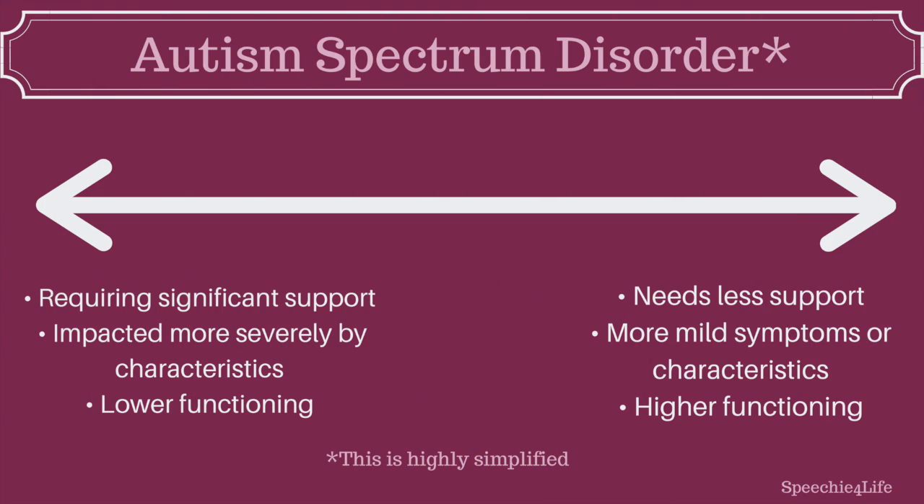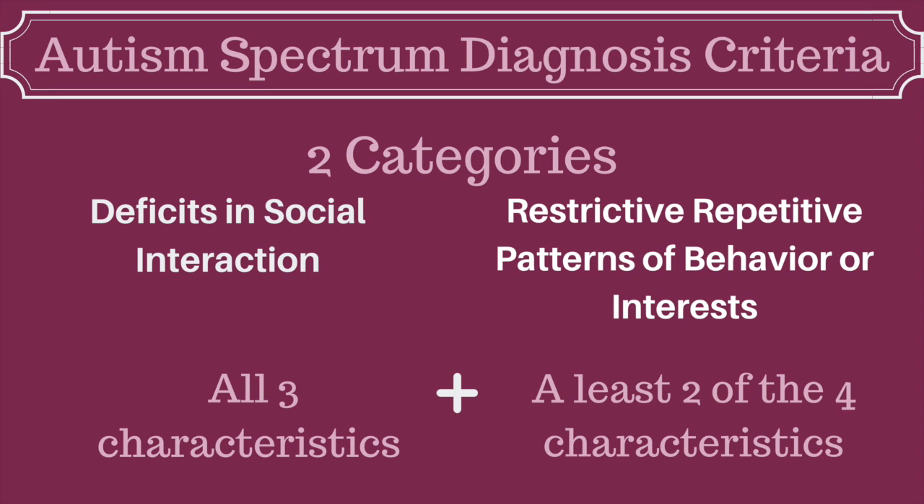So this is a super simplified graphic, but autism as a spectrum disorder means that a person may have more severe or more mild manifestation of symptoms, and they may require more or less support to be functional in their environment. There are 2 main categories that define the child's characteristics, and they must demonstrate at least 5 characteristics within these categories in order to receive an official diagnosis.